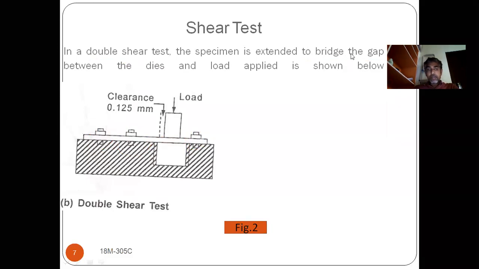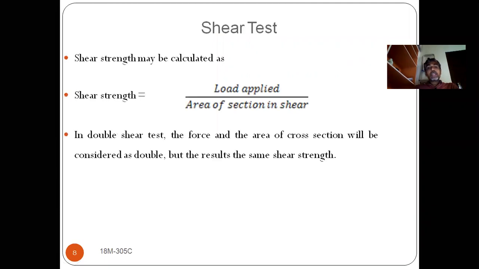If you see here, how to find out the shear strength? What is the formula for that? As already defined, it is nothing but the transverse load per unit area. Transverse load is nothing but how much load you are applying in the transverse direction. So shear strength is nothing but load applied by area of cross section in shear. Which area do we have to consider? The area which is under shear.